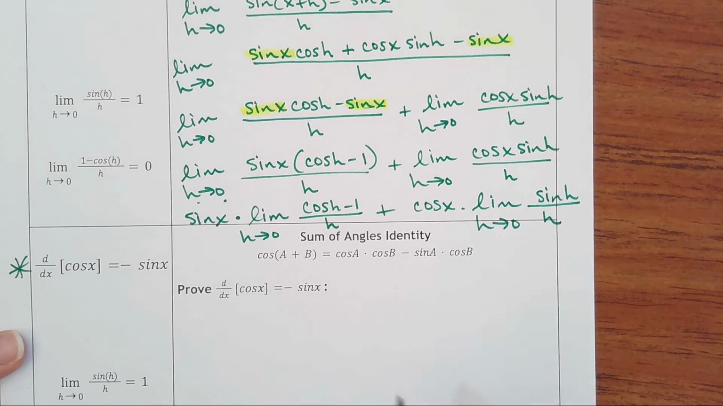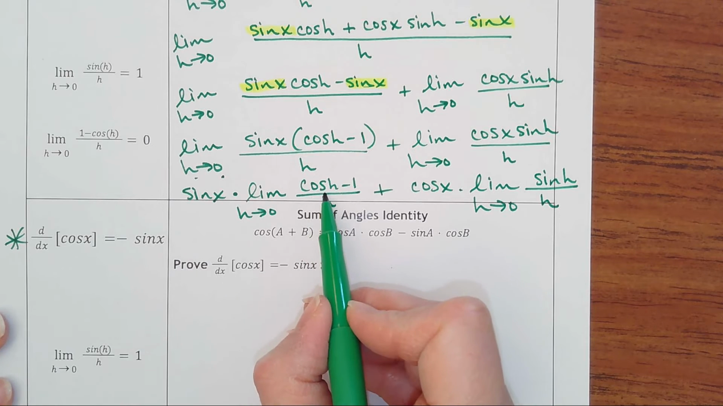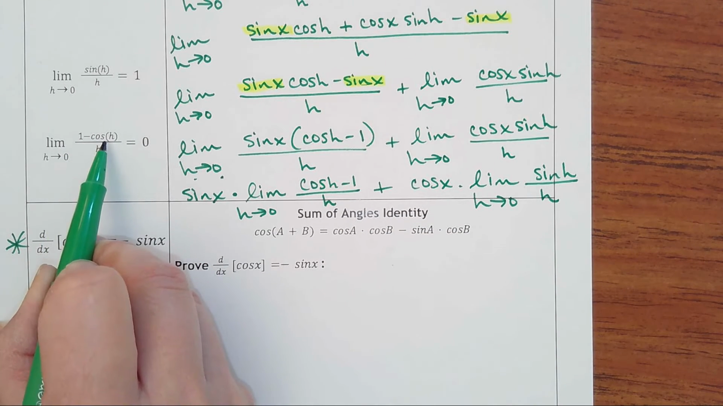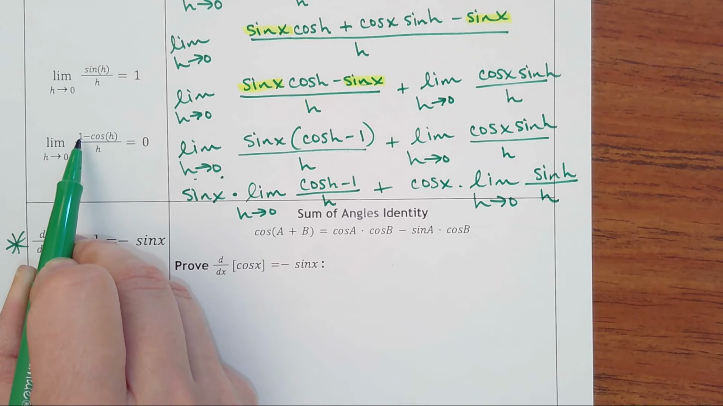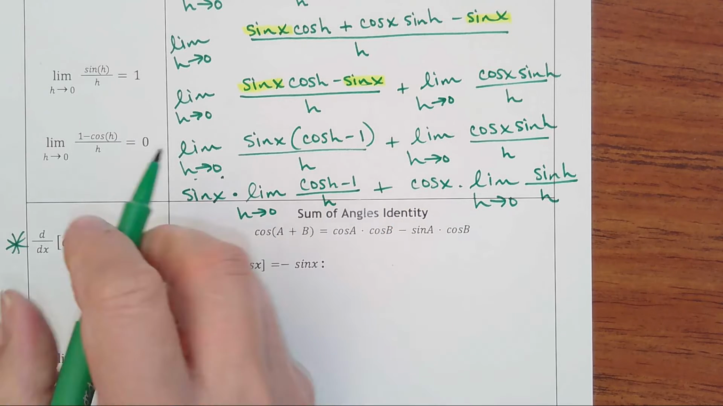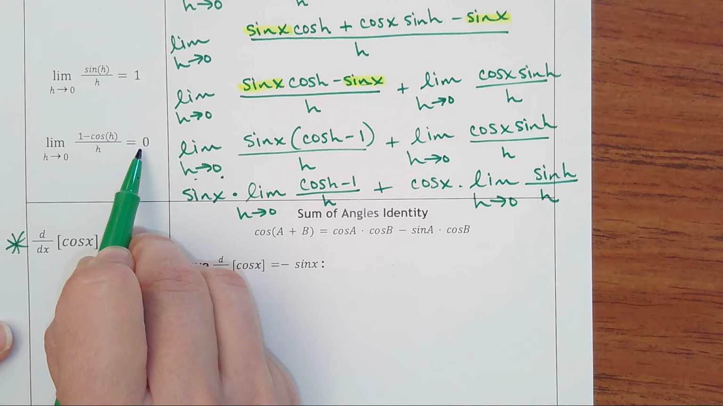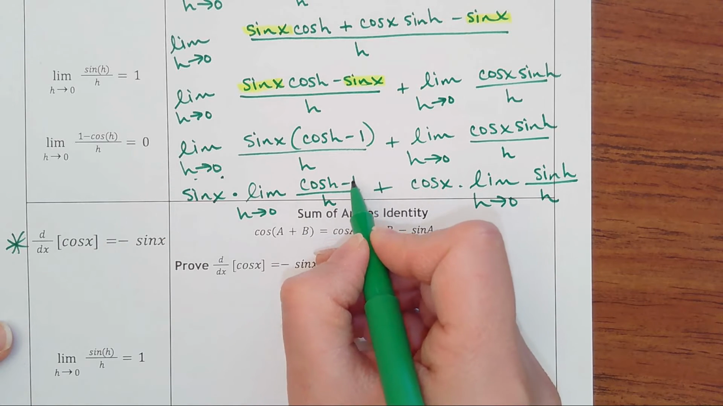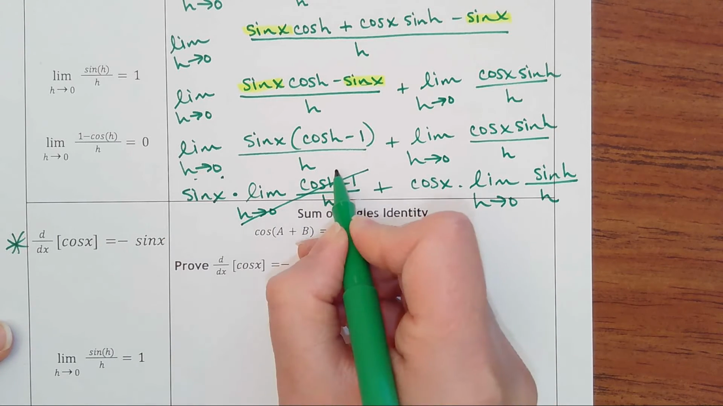And so I've got just a little bit of an issue. I have cosine of h minus 1, but my identity says 1 minus cosine of h. When the terms are flipped, I need to multiply this by a negative 1. But either way, it doesn't matter, because if the limit is 0, multiplying that by -1, it's still 0. So really this piece right here is 0.